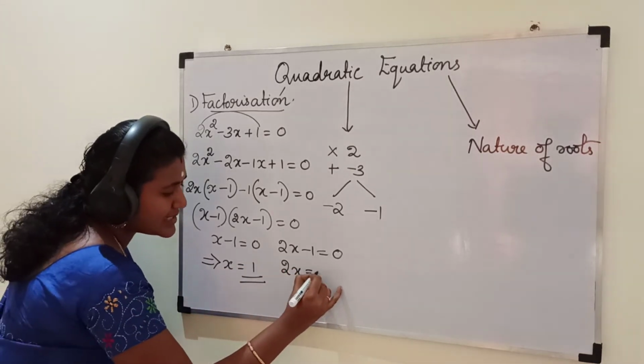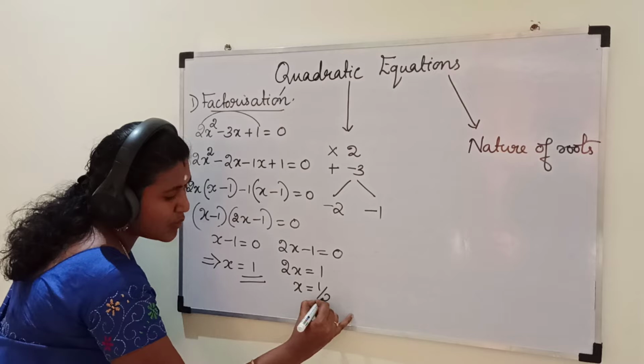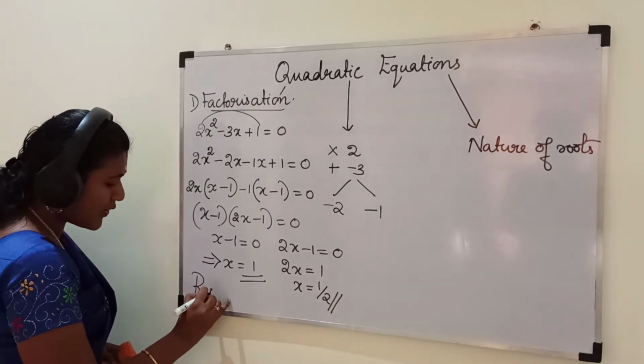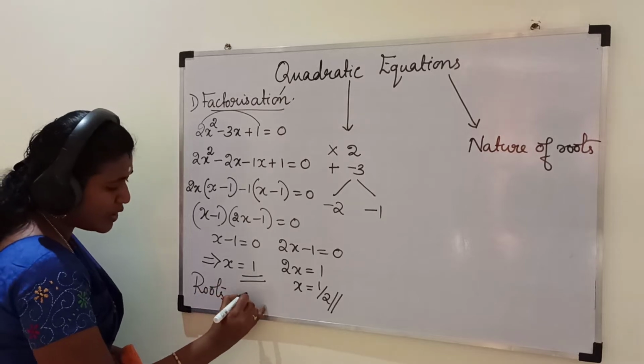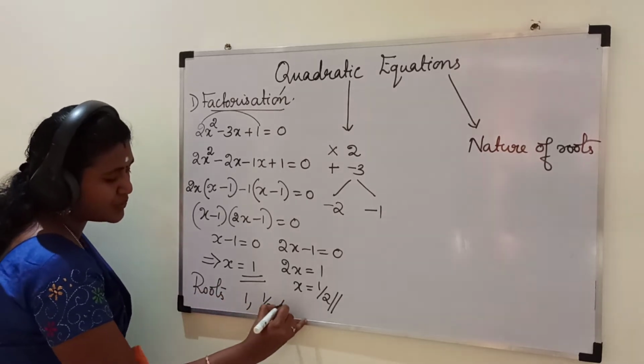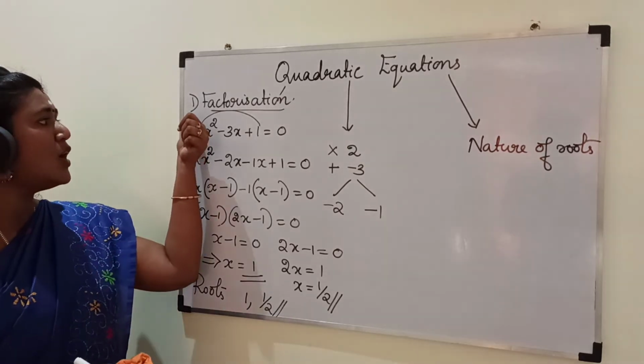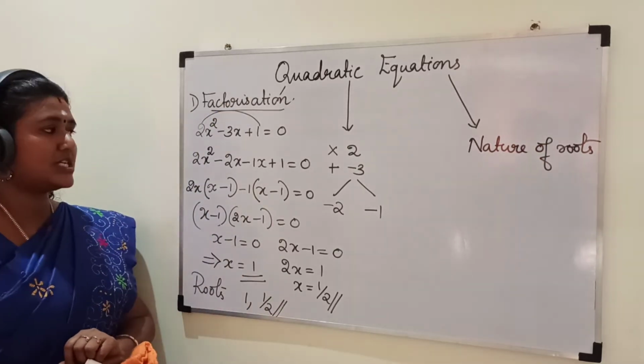So we will get 2x is equal to 1. So x is equal to 1 by 2. Therefore the roots of the quadratic equation are 1 comma 1 by 2. So this is how we have to find the roots of a quadratic equation using the method of factorization.